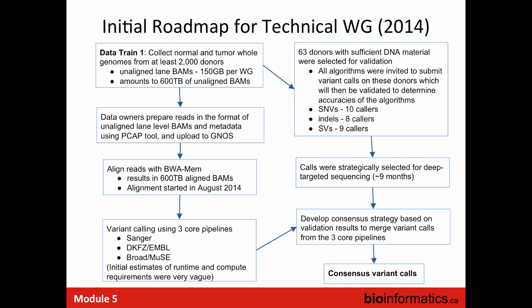And it's very important right from the beginning that we establish the metadata that has to go with the data. Otherwise, it'll just be a mess to track. So they found the metadata, they upload the BAMs, and they upload to a server called GNOS. It's a GeneTorrent server.